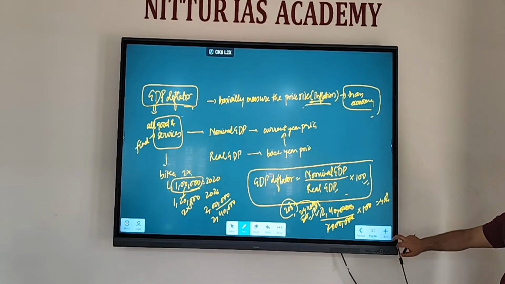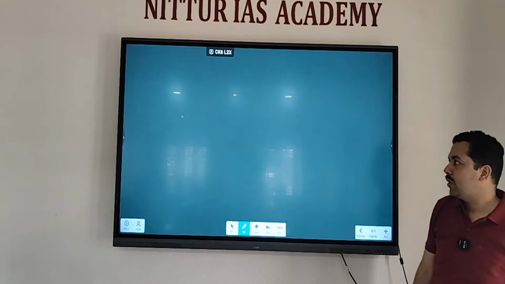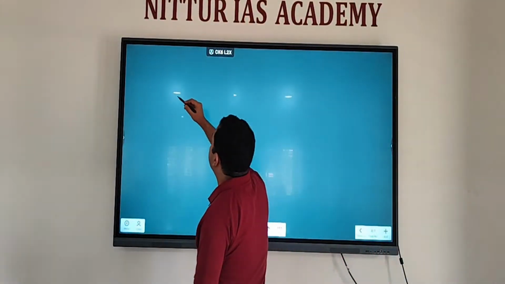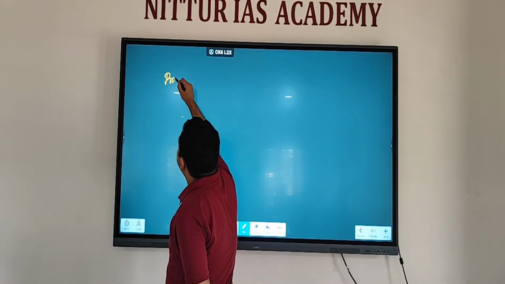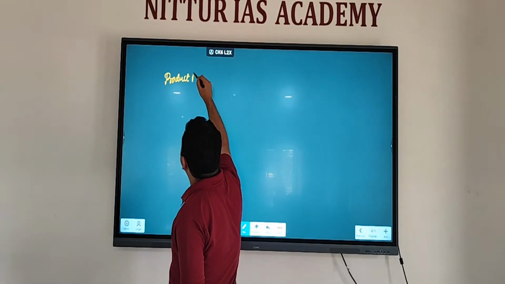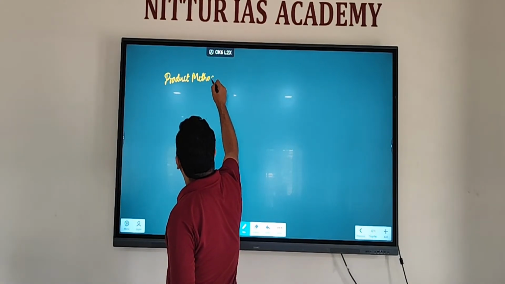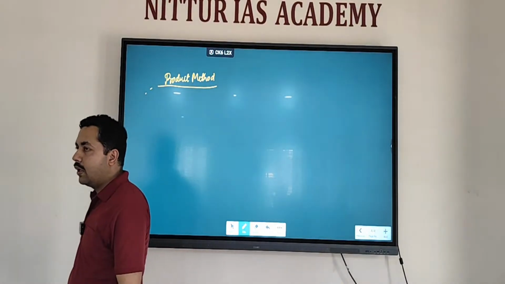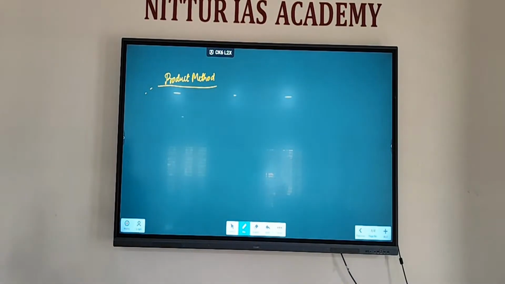Fine. Next we are moving to the 3 methods. First we are going to take the product method. Earlier we discussed which method we were using, the expenditure method. Now we have shifted towards the product method. So how are we calculating GDP through the product method? Clear? As the name indicates, product. Product means what?